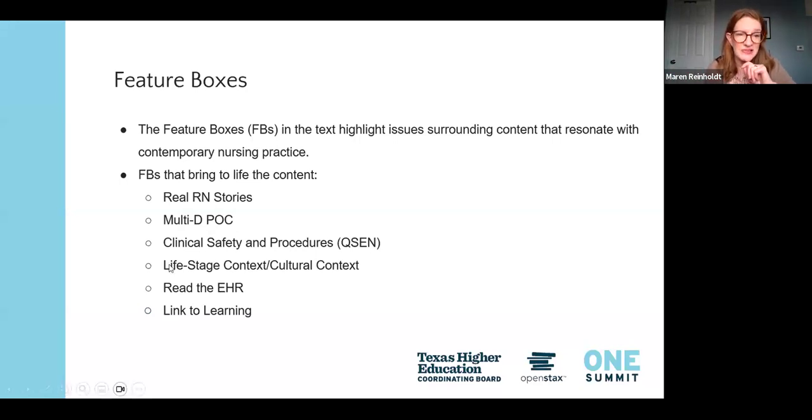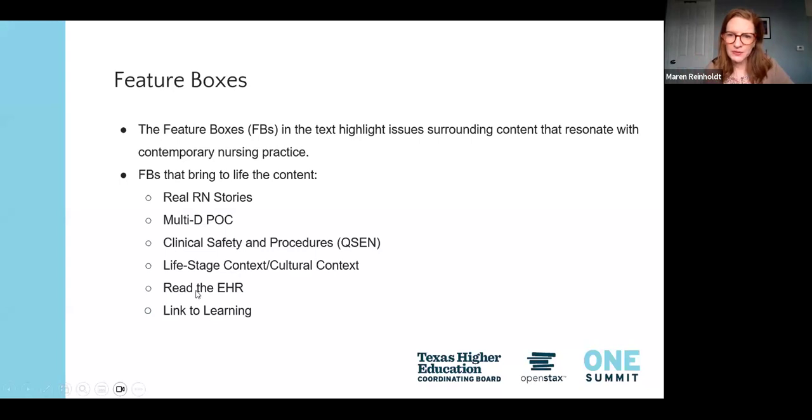The next feature box is the clinical safety and procedures. We're highlighting that connection with QSEN competencies. And these come in many forms. It might be diagrams, it might be instructions, it might be why something is done to promote one of those 6 outcomes for QSEN, those 6 competencies.